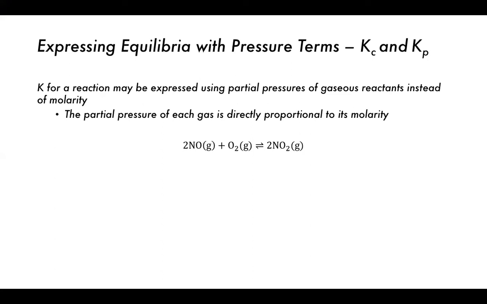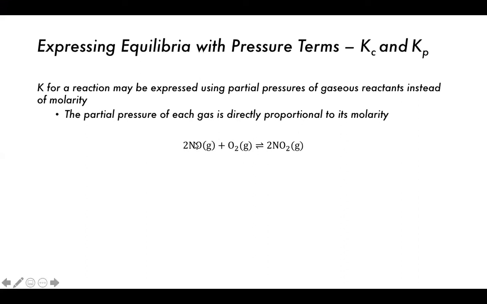So K for a reaction may be expressed using partial pressures of gaseous reactants instead of molarity. So Kc means concentration, Kp means partial pressures. Partial pressures are for gases. You may come across this in other classes. Here, we're going to use them pretty much the same as concentrations. The partial pressure of gases is directly proportional to their molarity. You probably pick up on that whenever we start to talk about gases in chemistry.